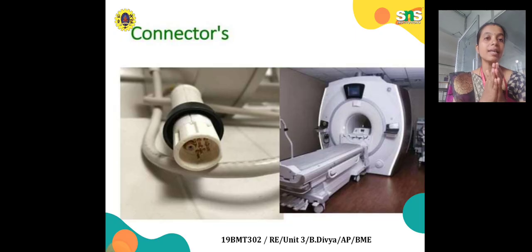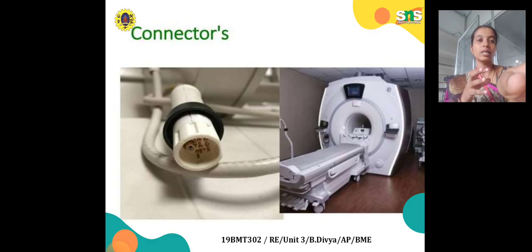Next, these are the connectors. In this we have shown the diagram. We have the connectors, which are used to connect one part with another part. That is generally called a connector. The right side diagram shows the MRI equipment, how the MRI scan system looks.